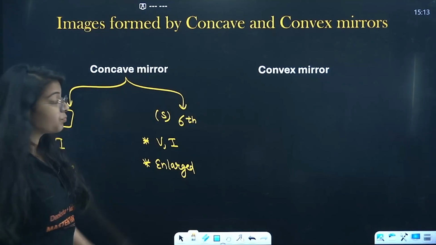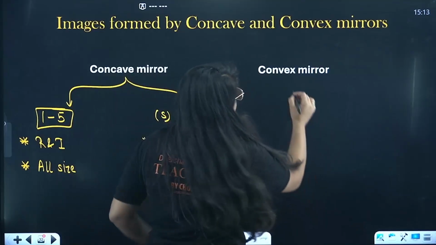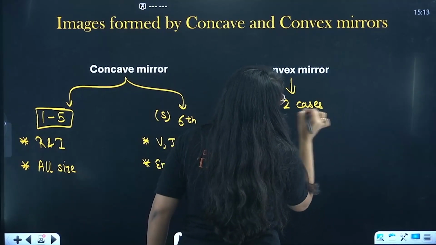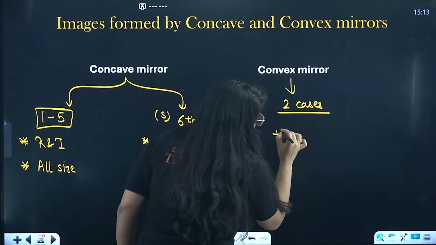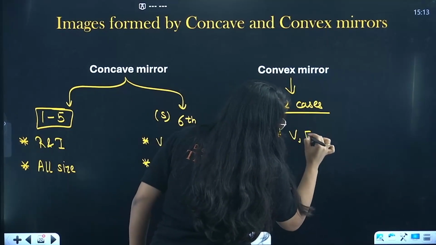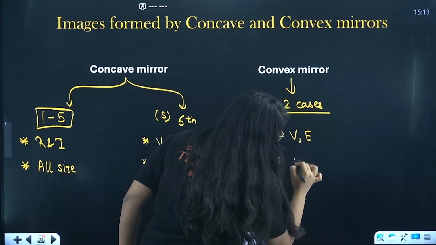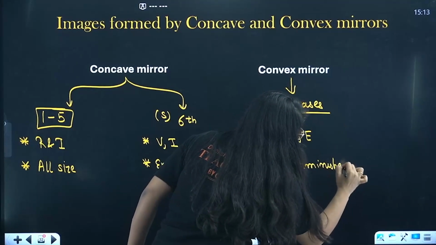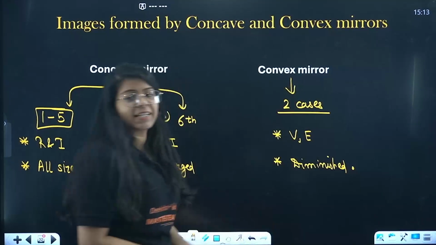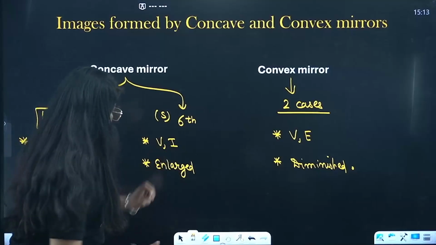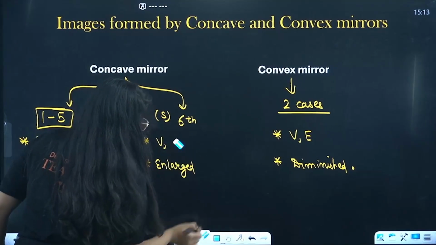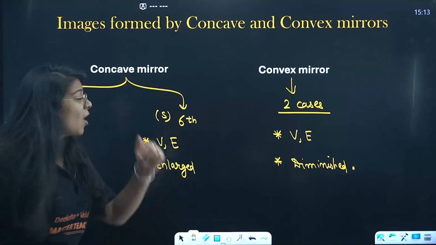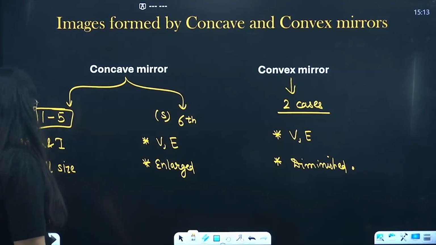Right? Done. In convex case mirror beta, we have just 2 cases. In both the cases, the image was virtual and erect, and it was diminished. In one case, it was point sized. In other case, it was diminished. So in general, we take it as diminished. Virtual and erect. Done. Now, plus this, we have to study these sign conventions.